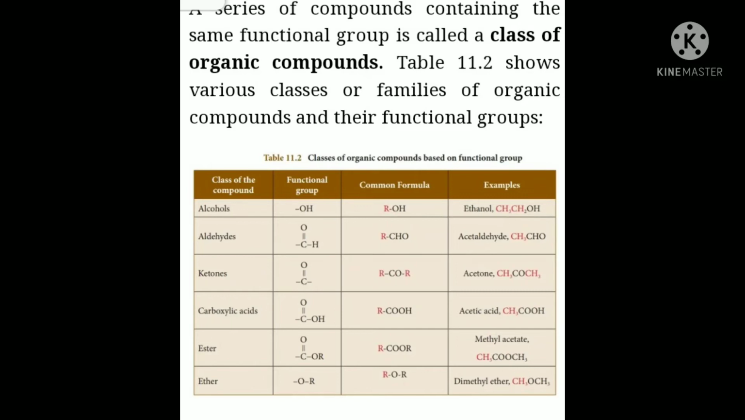The next one is carboxylic acid, and its functional group is COOH. The first member is acetic acid, CH3COOH. The next one is ester, COO, generally written as RCOOR. The best example is CH3COOCH3, that is methyl acetate. The last one is ether, ROR. Example is dimethyl ether, CH3OCH3. So these are some of the classes of organic compounds based on functional groups, and all are considered to be derived from the parent organic compound by replacing one or more hydrogen atoms. So this is the classification based on what? Functional groups. Is that clear?